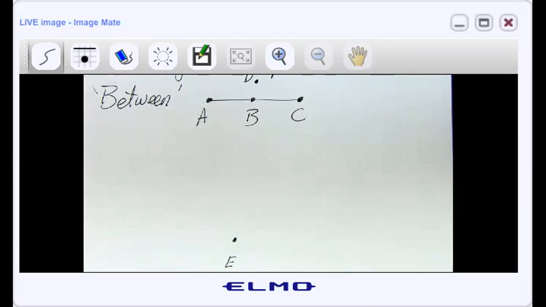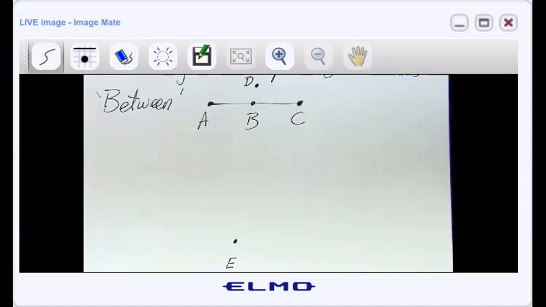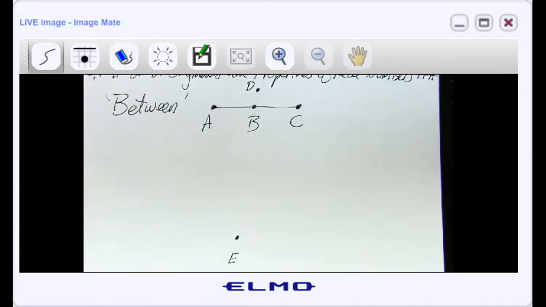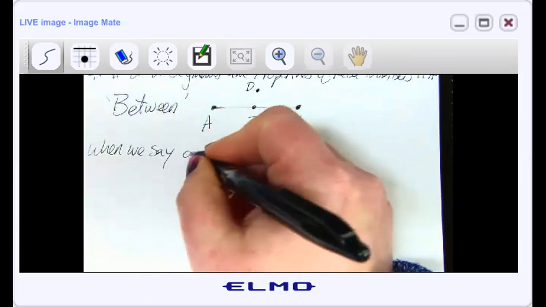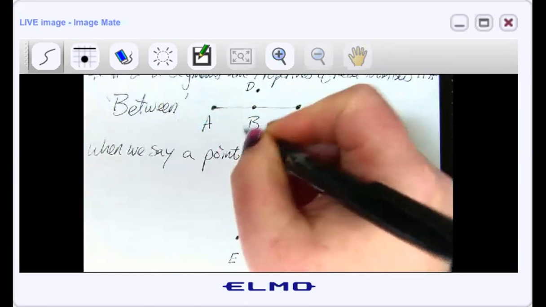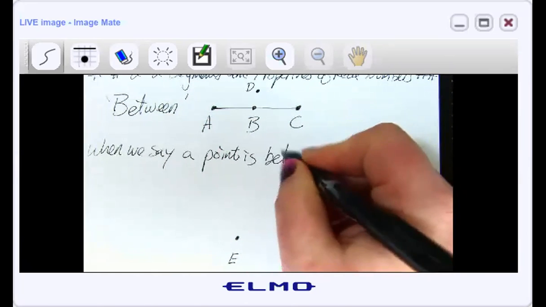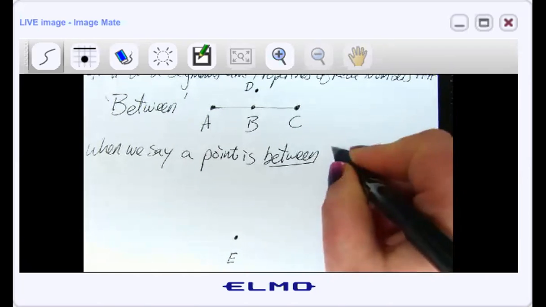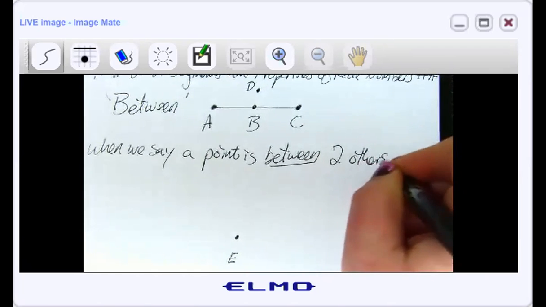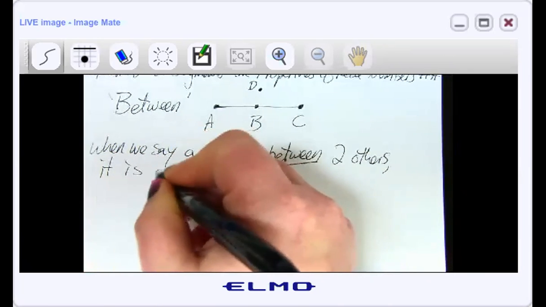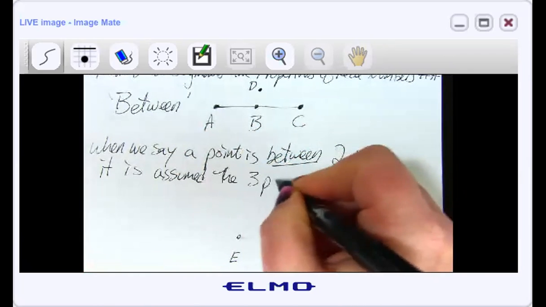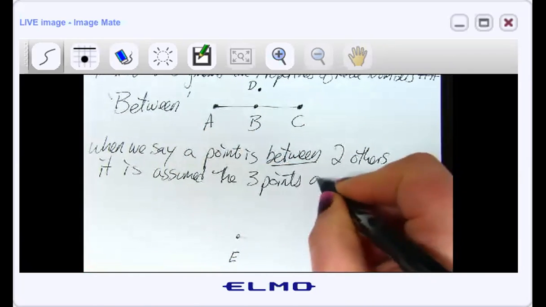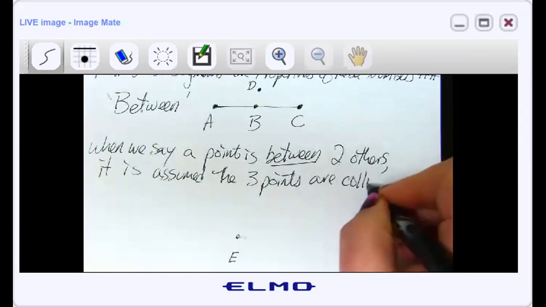I don't know, like where's the cutoff, right? So we need to be really specific when we're using this word between, because I want to know whether it is or isn't. So here's how we define it in geometry. So when we say a point is between two others, it is assumed the 3 points are collinear.